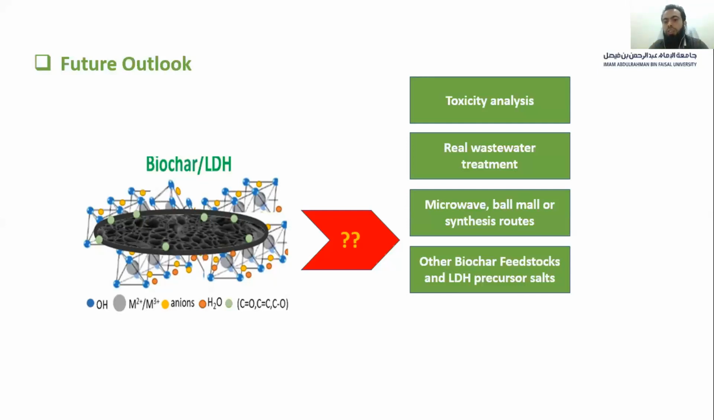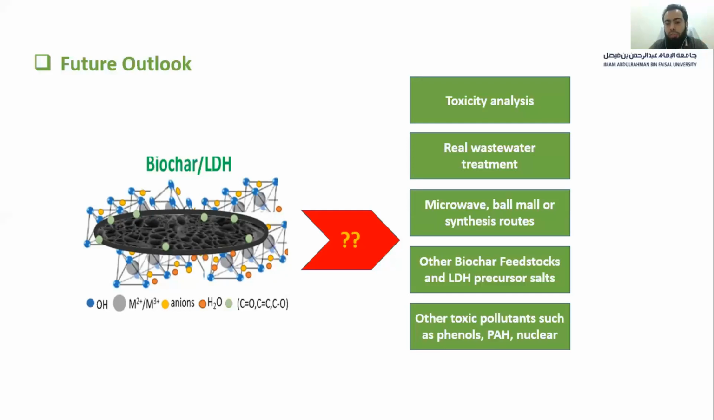LDH precursors as well. Most of the studies have used magnesium aluminum or magnesium iron, coated on the surface of the biochar. But there are other types of LDH precursor salts, like you can prepare copper iron, cobalt iron, cobalt aluminum. So there is a wide variety of LDH precursor salts, and you can make a lot of combinations. Still, a lot of work has to be done to completely exploit the removal performance.